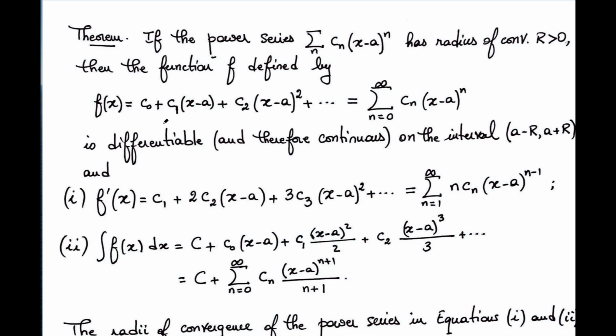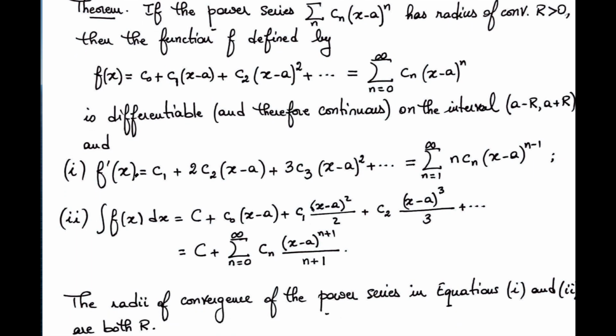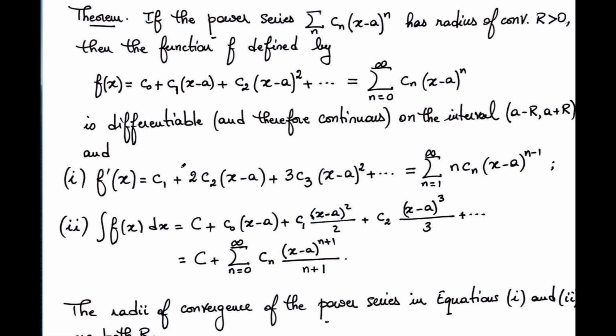Moreover, not only do we know that it's differentiable, we also know that its derivative is gonna be, technically, differentiating term by term, right? What's the derivative of c0? It's 0, right? So this guy is gone. You don't see it. What's the derivative of c1 times x minus a? It's c1. So you get this. And the derivative of this with respect to x is 2 times c2 times x minus a, and so on and so forth. So this is what we said in the previous comment.